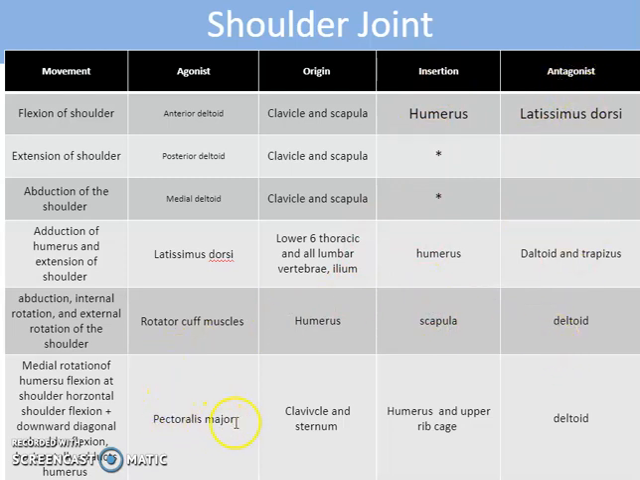The pectoralis major is the agonist. It can perform a very wide range of movements: medial rotation of the humerus, flexion of the shoulder, horizontal shoulder flexion, and downwards diagonal shoulder flexion with horizontal adduction at the humerus. The origin is the clavicle and sternum, with the humerus and upper rib cage segments as the insertion, and the deltoid as the antagonist of the pectoralis major at the shoulder joint.